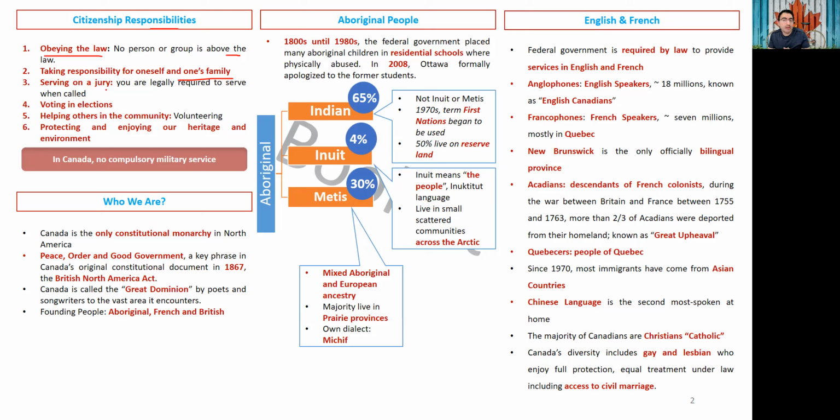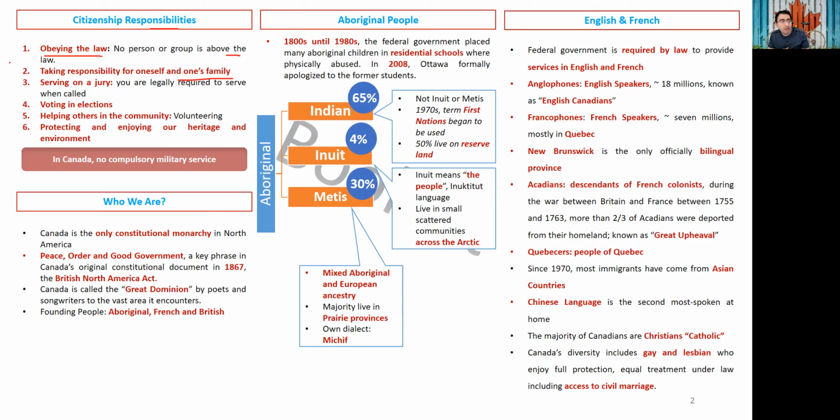Okay. And the fourth responsibility is voting in elections. You are responsible to vote, so you can select the best candidate to represent Canadians in the parliament or in the government, in both federal elections and also elections on the province level. And we are going to speak about the election system later during our videos.